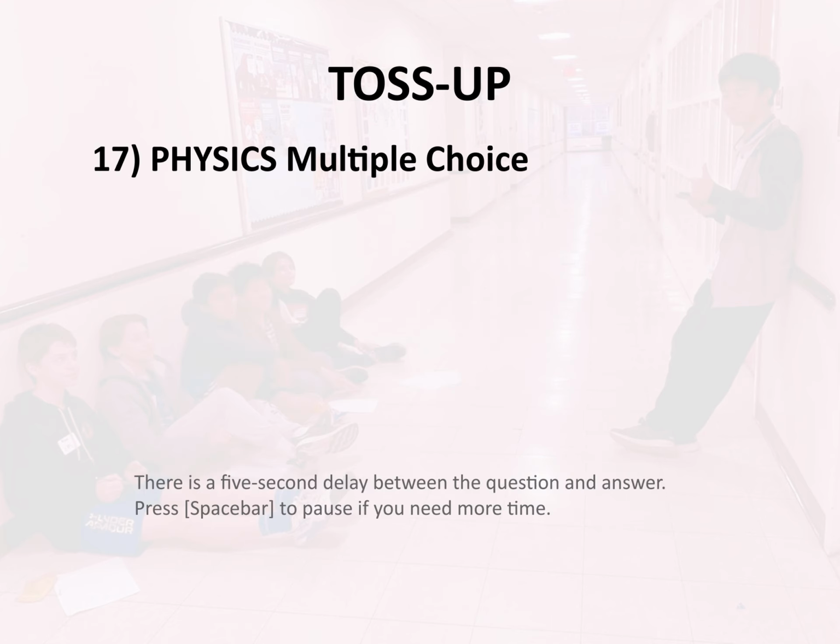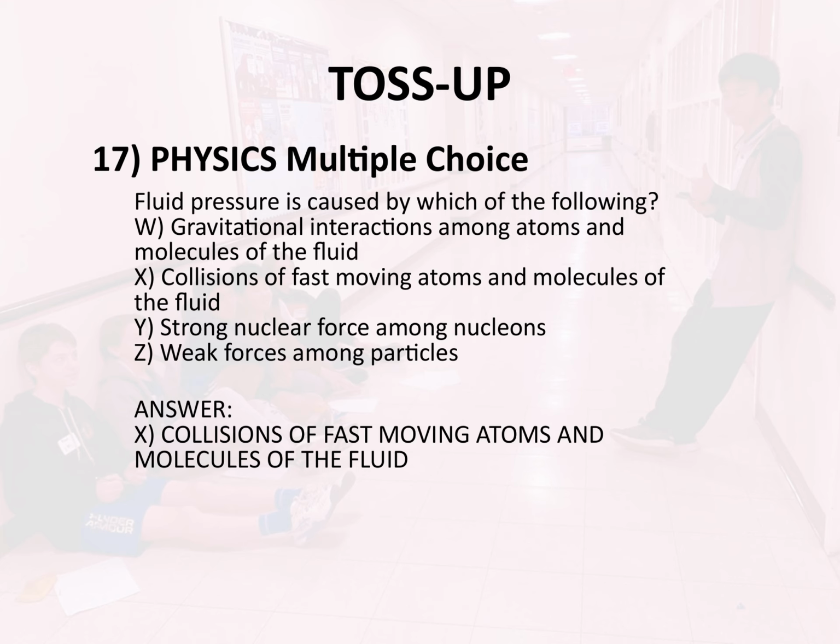Toss-up 17. Physics. Multiple choice. Fluid pressure is caused by which of the following? W. Gravitational interactions among atoms and molecules of the fluid. X. Collisions of fast-moving atoms and molecules of the fluid. Y. Strong nuclear force among nucleons. Z. Weak forces among particles. Answer. X. Collisions of fast-moving atoms and molecules of the fluid.